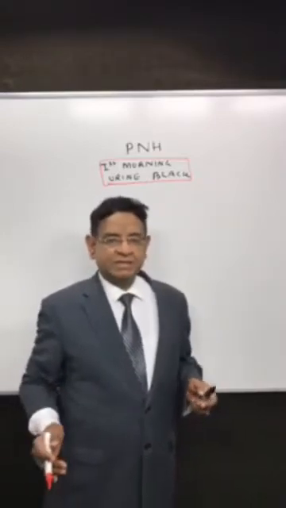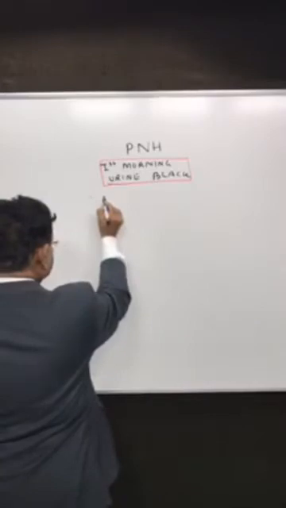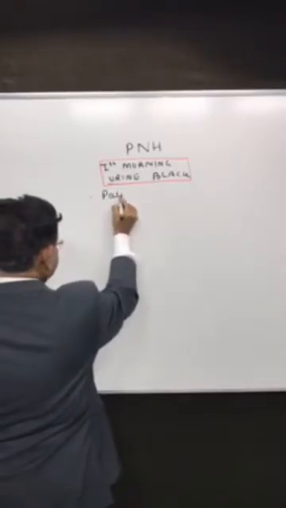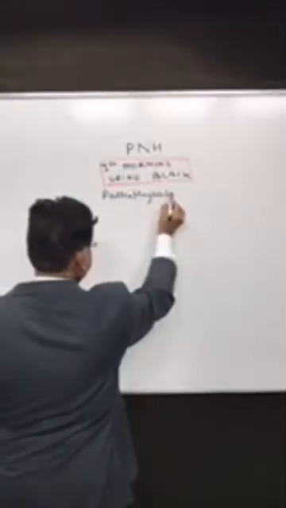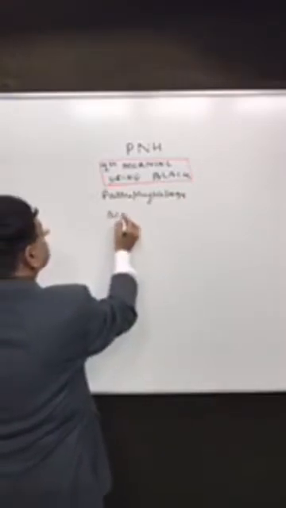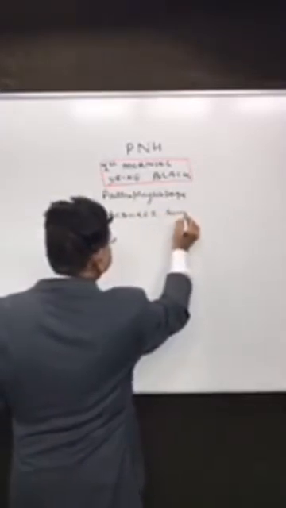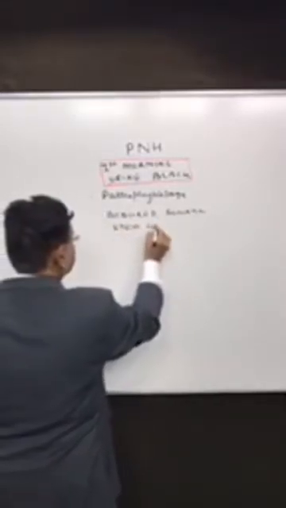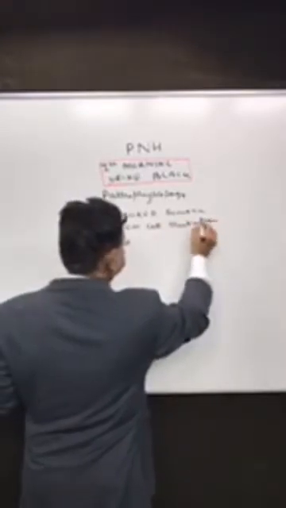Let's learn the basics. In the basic concept, you should know the basic pathophysiology. The basic pathophysiology goes like this: that it is an acquired somatic stem cell mutation. This you note down.